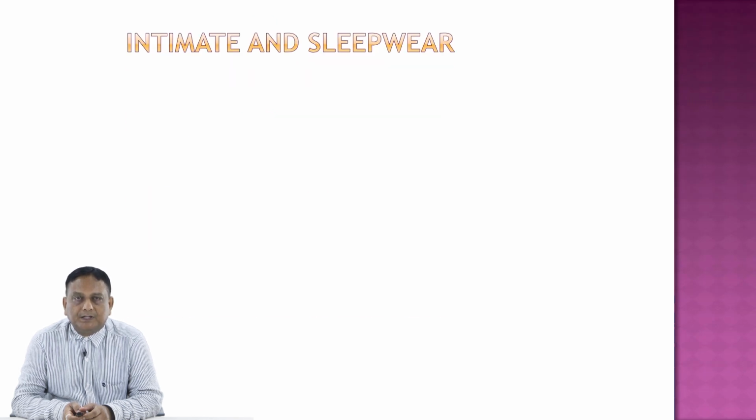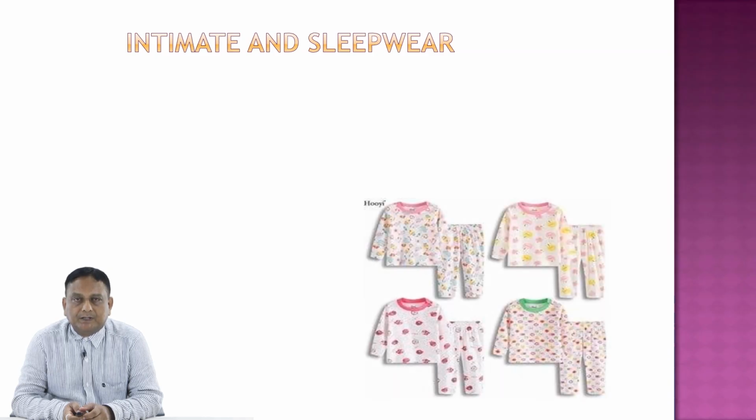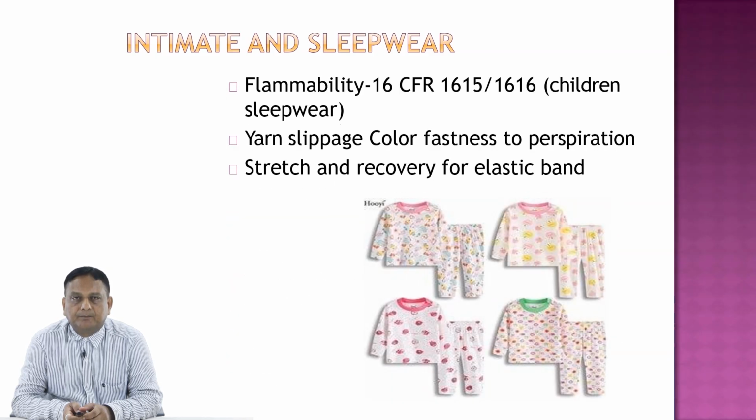Now for intimate and sleepwear, different types of intimate and sleepwear have been shown in the figure, and for them the flammability testing is very, very important. 16 CFR 1615 and 1616 is used. Then yarn slippage is tested there. Color fastness to perspiration is also very important. Stretch and recovery for elastic band, that is also very important here.